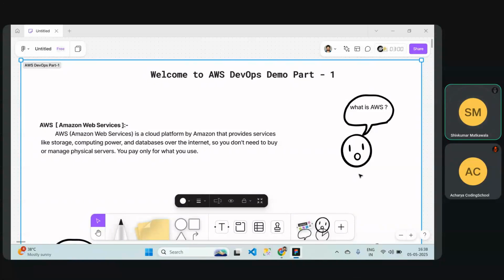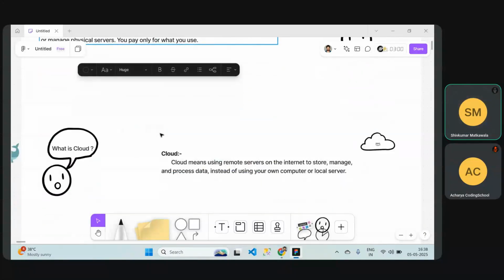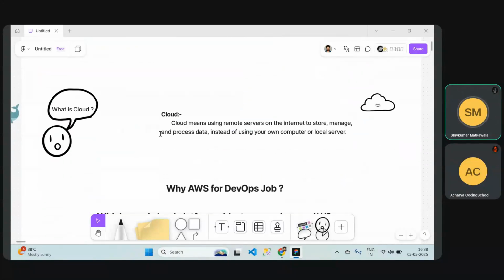So AWS, in short, provides different services on a rental basis, like storage, computing, and databases. Now the word we got stuck on here is cloud. So what is cloud? It's a simple thing, guys. Cloud doesn't mean the cloud which you see upside, okay? Cloud means using remote servers. Now what is remote? Remote means which is not at the place where you are, which is somewhere far from you.